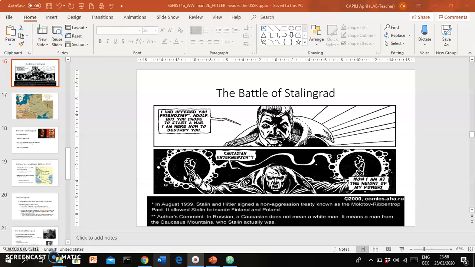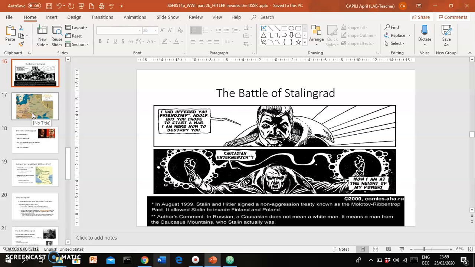We know that it didn't really happen this way, that they never had a face-to-face, but it still conveys the grand scale of this confrontation between the two great powers, Nazi Germany and the USSR. By the way, I'm sure you can find this online if you want to.